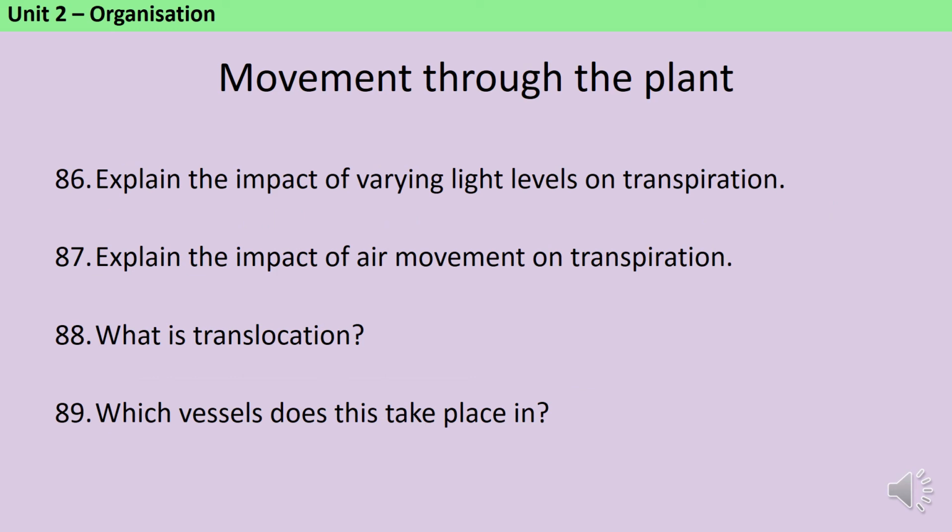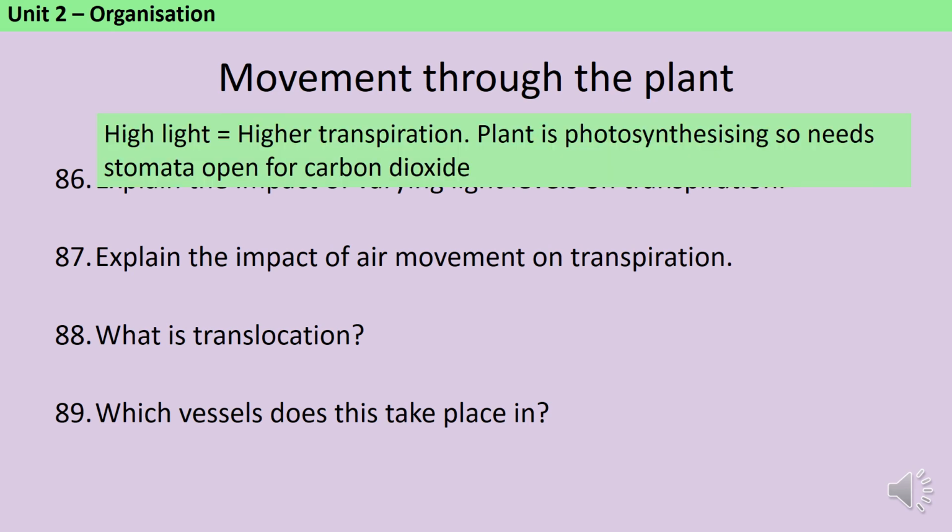Under high light conditions, the plant will do more photosynthesis, and in order to do that, it needs the reactants, in other words, water and carbon dioxide. To get more carbon dioxide, it has to have its stomata wide open. So high light conditions lead to more transpiration.